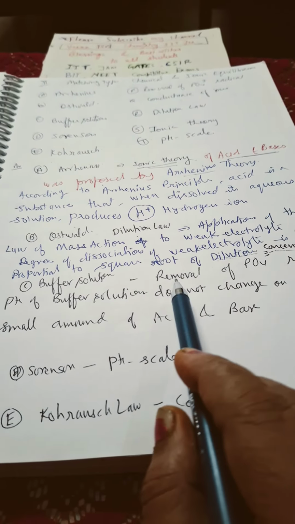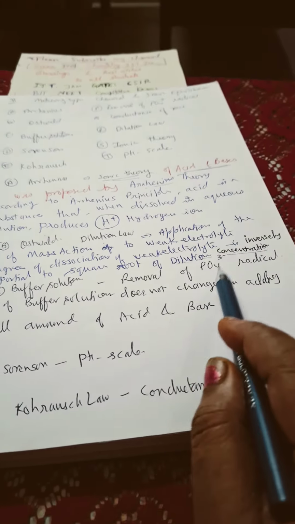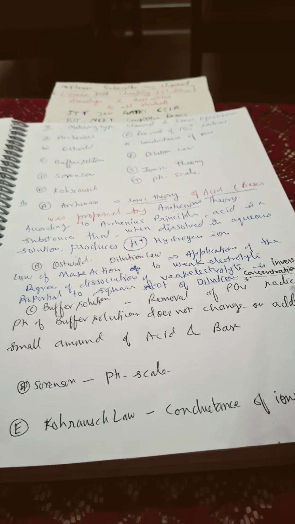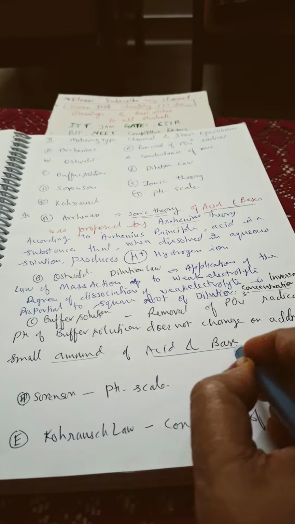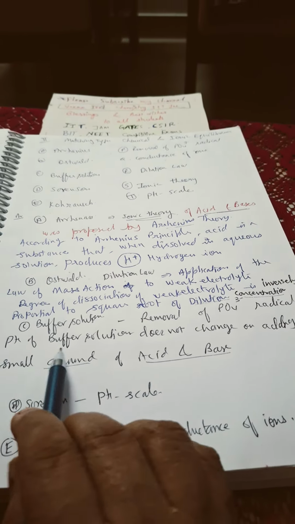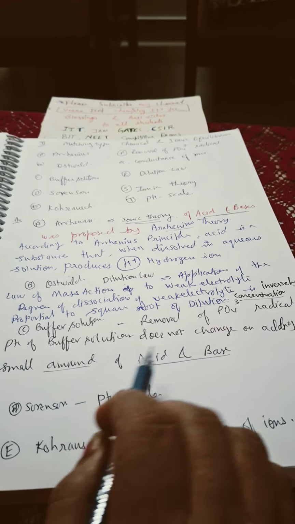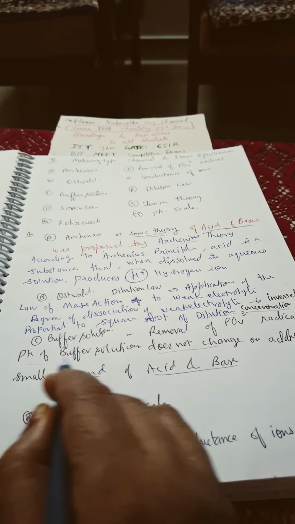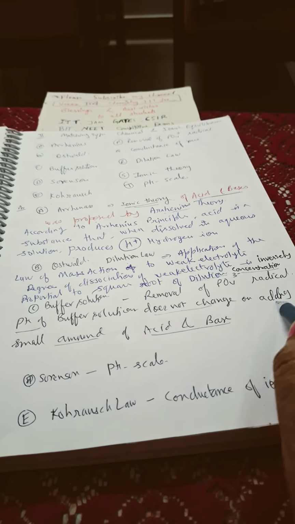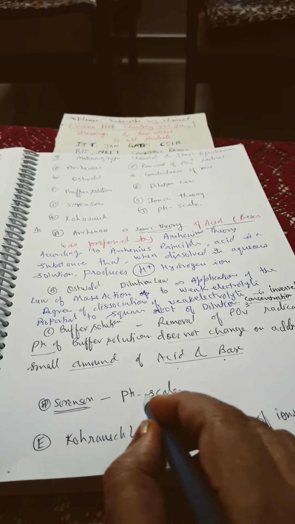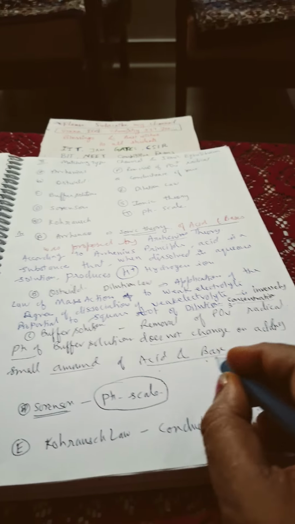Buffer solution is used in removal of phosphate radical. The pH of a buffer solution does not change on adding a small amount of acid and base. What is a buffer solution? It resists change in pH. The pH of a buffer solution does not change on adding a small amount of acid and base. And Sorenson was the scientist who gave us the pH scale.